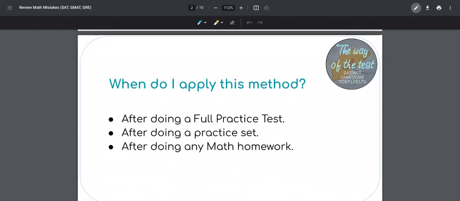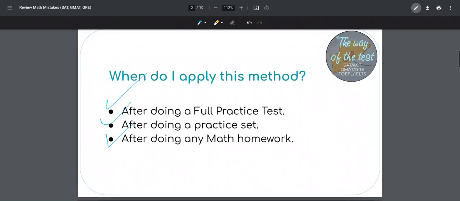We want to apply this method either after doing a full practice test, after doing just a practice set from a book or from Khan Academy or any other source, or after doing any math homework, even some exercises, especially if you're studying on your own without an academy or without a tutor. You want to apply this every time you can. Usually it's better to apply this after doing a set, not every single exercise, but depending on the process that you're taking to study, you can just apply this as soon as you finish one single exercise.